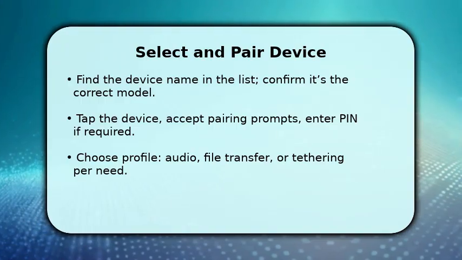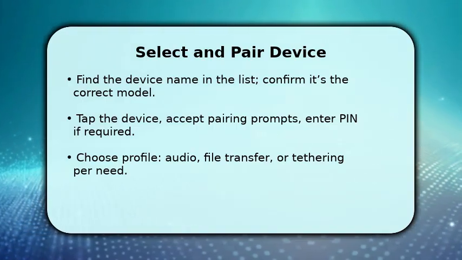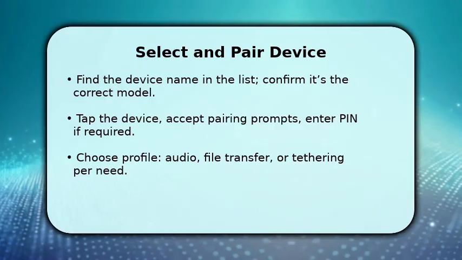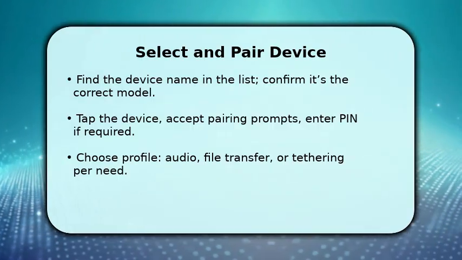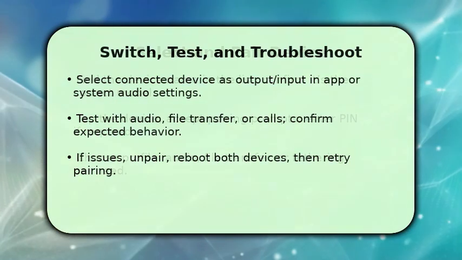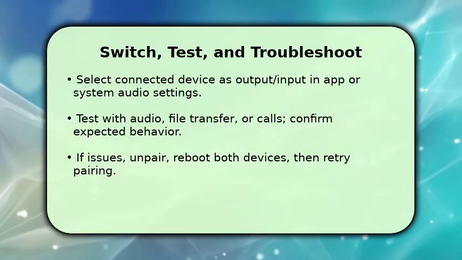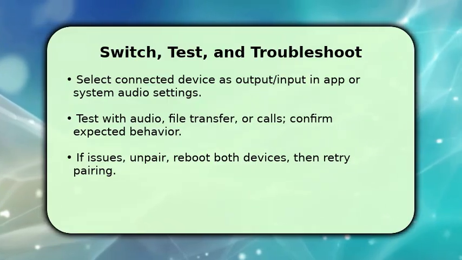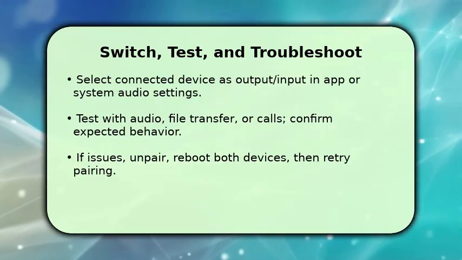Choose the right connection profile, since the same device can offer audio or data roles. Selecting the correct profile ensures functionality. Once paired, you finish by making the new Bluetooth device active in the specific app or system settings. For example, select it as audio output in sound settings.